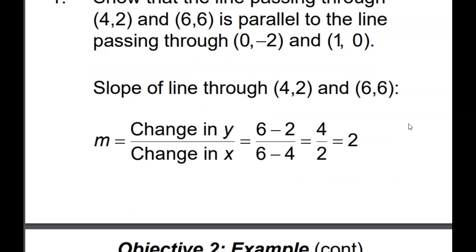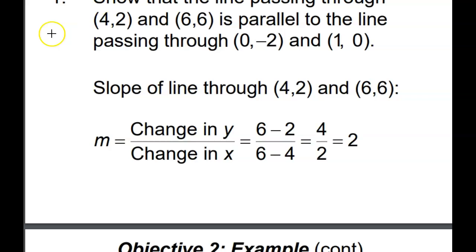So here I calculate the slope between the point 4, 2 and 6, 6. y2 is 6, y1 is 2, so I do 6 minus 2. x2 is 6, x1 is 4, so I do 6 minus 4. The top becomes 4, the bottom becomes 2, that reduces to a 2. So I know the slope of this line that goes through these 2 points.